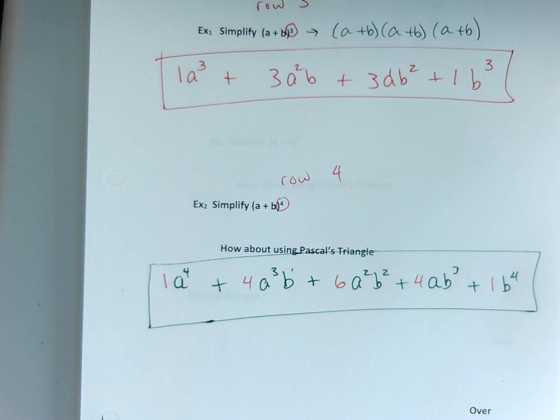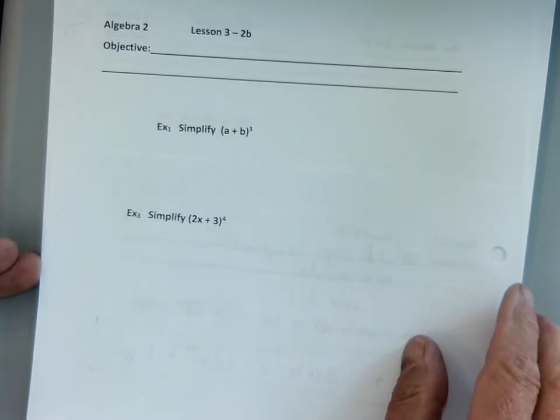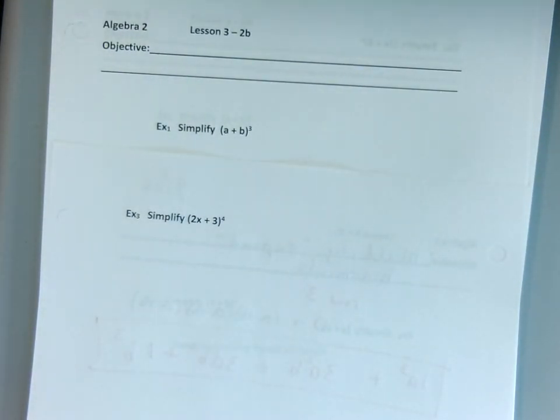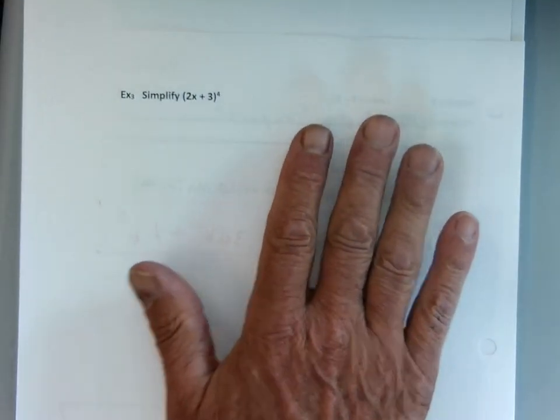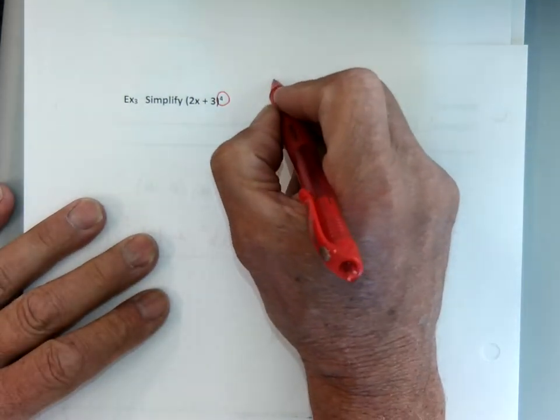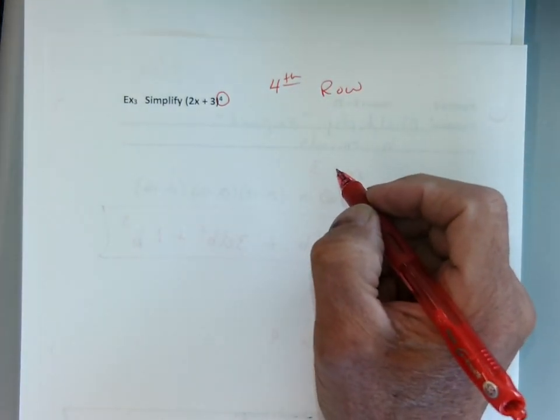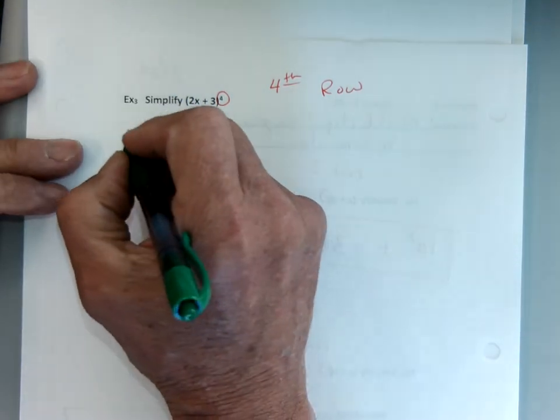Okay. All right, turn page. So what if it's not a's and b's? What if it's like x's and y's or numbers? We'll do the same thing. Okay. Now, example 3. Example 3 talks about 2x plus 3. So we're going to do the same thing. We're going to go to the fourth row, right? And we're going to do a's and b's first. So before we do anything, we're going to change this real quickly.